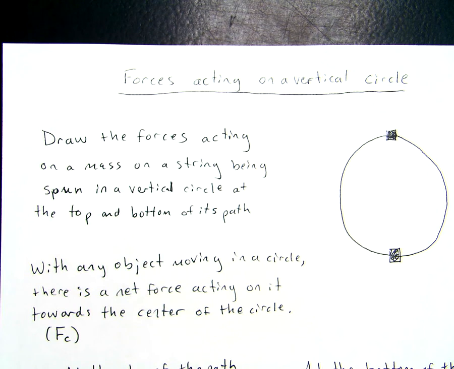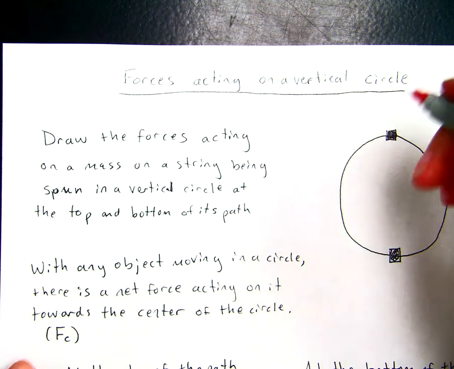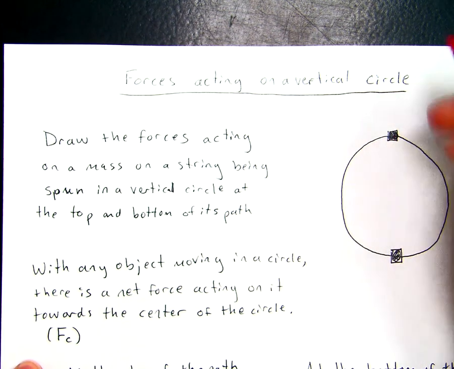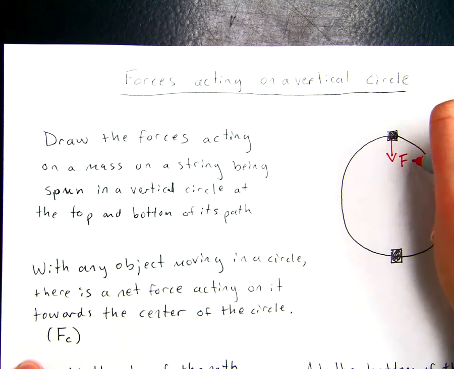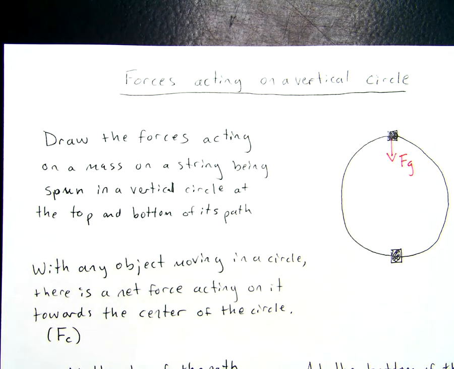We're going to start with a mass on a string being spun in a vertical circle, and we're going to look at two specific places. We're going to look at the top of the path and the bottom of the path. So at the top of the path, we have, obviously, the force of gravity acting downward on this object.